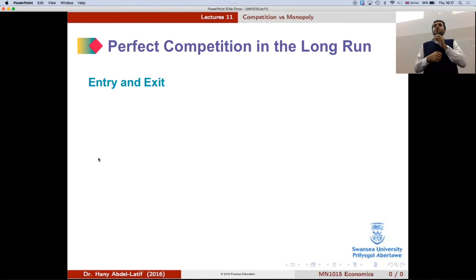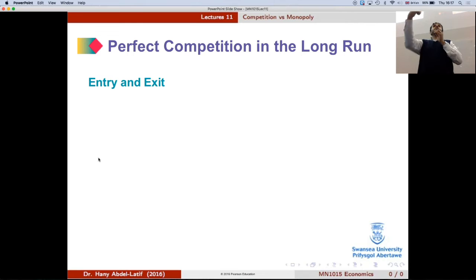So what does that mean? If firms working in an industry make economic profits in the short run, this will be very attractive to other firms to enter this industry, because they would like to share these economic profits. That means more firms will enter the market, and this will change the price, and we'll see how now.